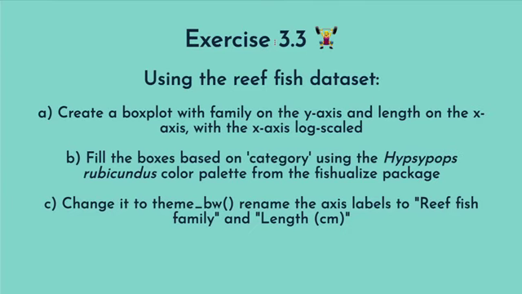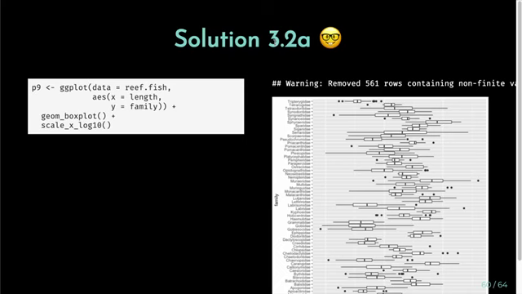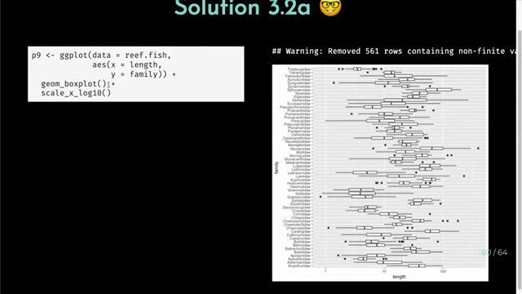I'd encourage you to stop right here and do the exercises. But here are the solutions. So solution 4.3.3A is here. We're doing a ggplot where data is refish, x is length, and y is family. And we want a geom box plot, and we want the x-axis to be on the log 10. So this is what the plot looks like.